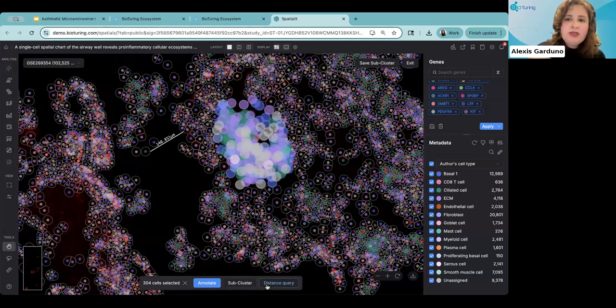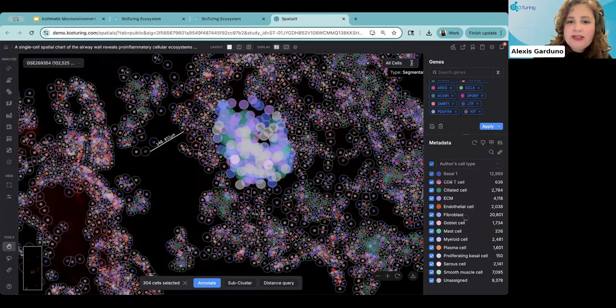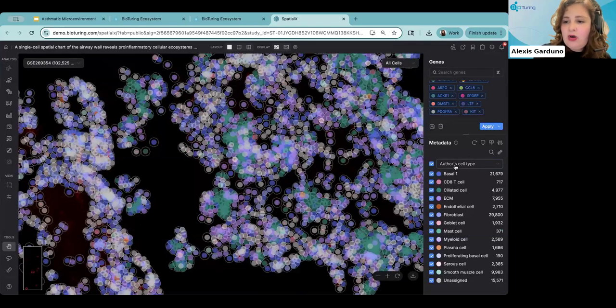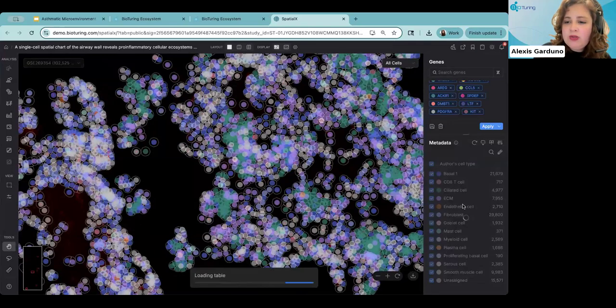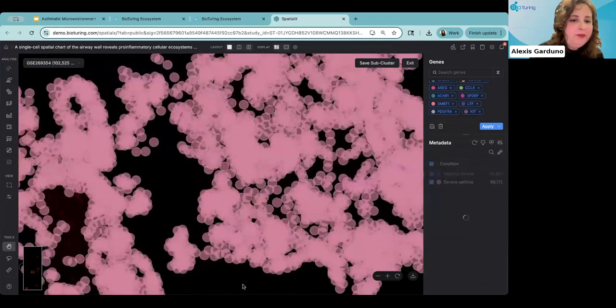So these are, again, different types of features that really try to understand spatial proximity, distance query, and really how these different cells are located within the actual tissue space. Okay, so I'll just exit this specific group here, and I'll remove this, and then I'll go back again to my condition so I can only locate the asthma samples.